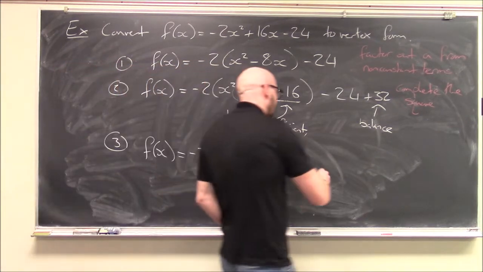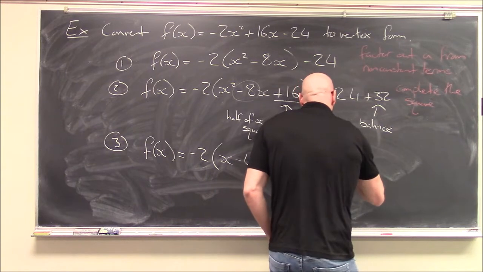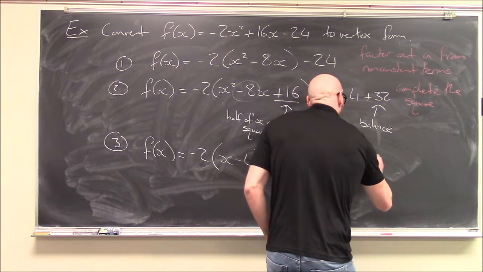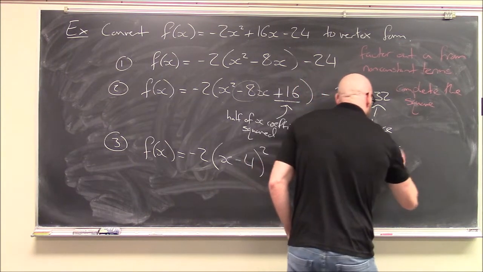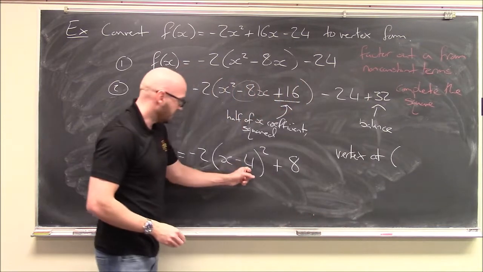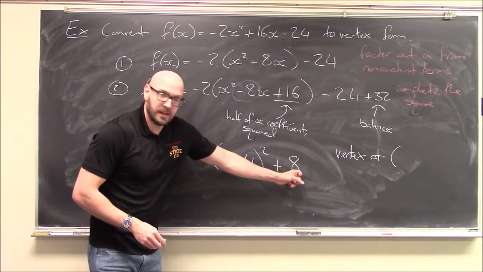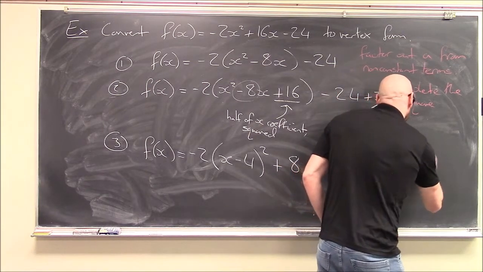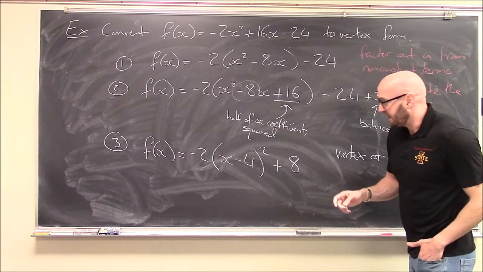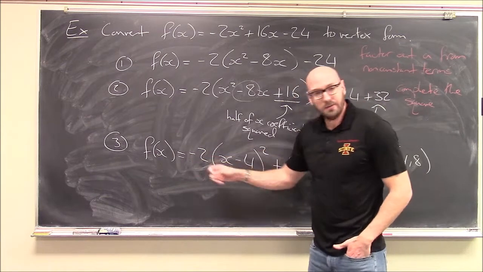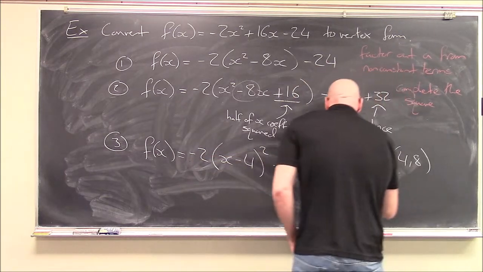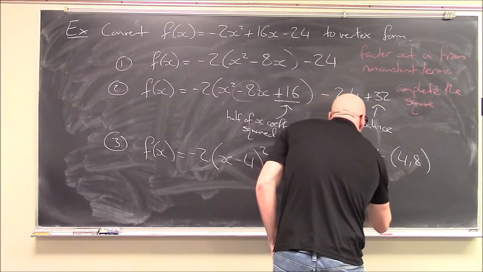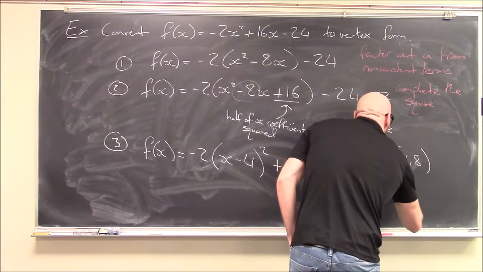So if I wanted to read off some interesting information, the vertex is at h, which is 4, and k, which is 8. The vertex is at (4, 8). And it opens, because a is negative, a is equal to minus 2, this implies it opens downwards.